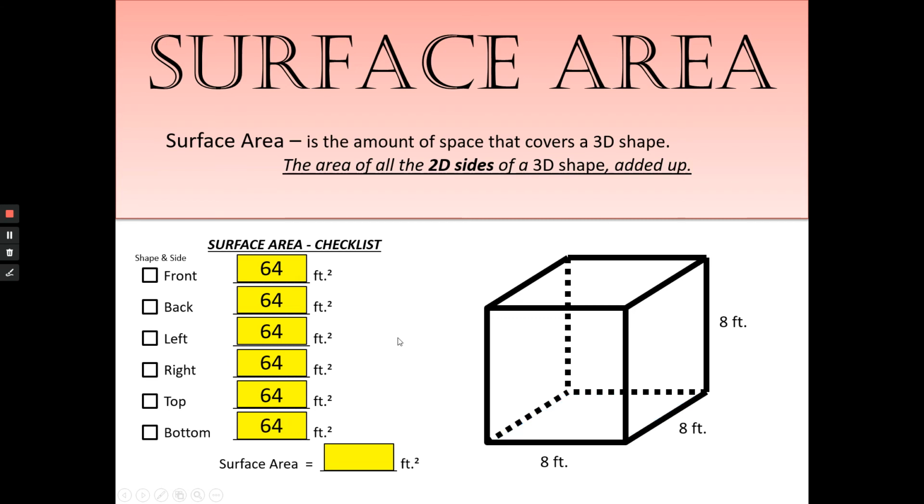So the nice thing about the cube is all the sides are squares, and all the sides are going to be the exact same size of square. So surface area is not just getting those individual sides, but adding them all up. This is just your checklist. So we got to add up 64 6 times, or we can just do 64 times 6 to give us the total surface area of 384 feet squared.